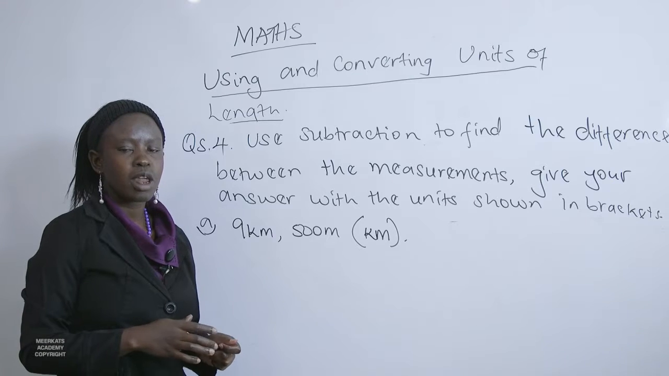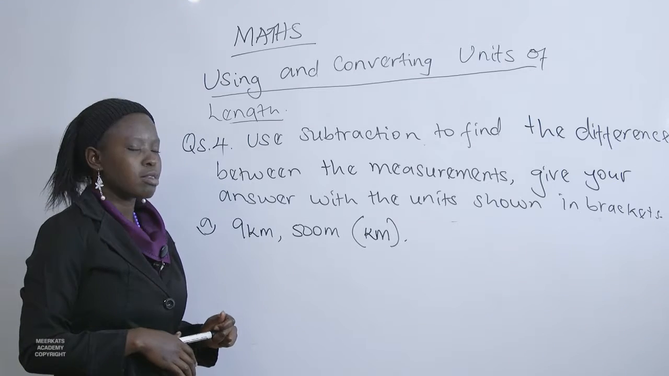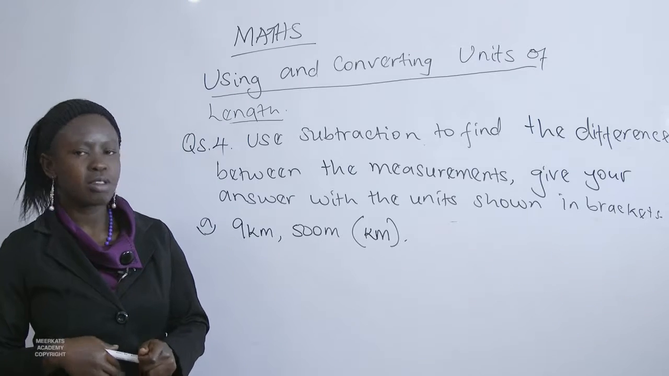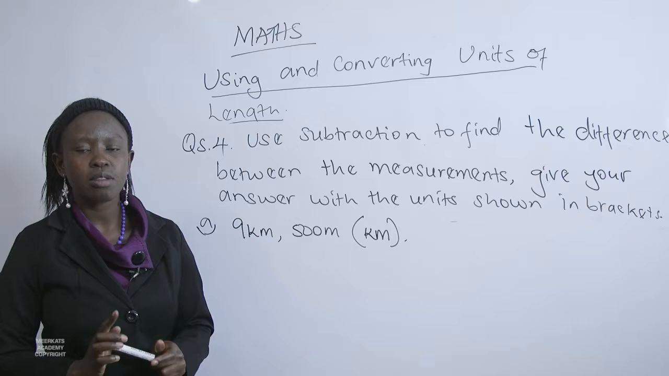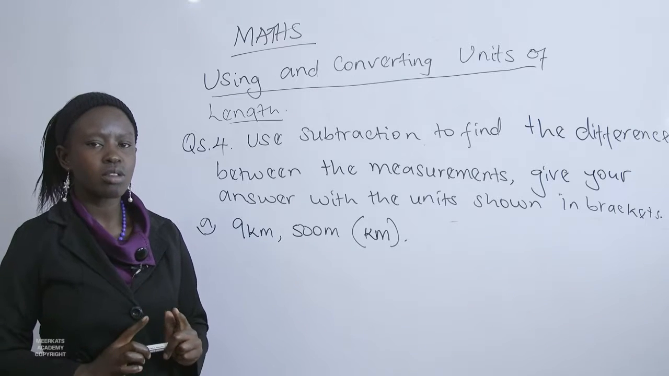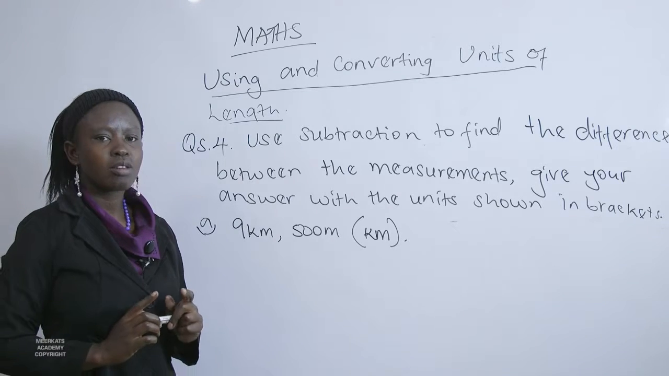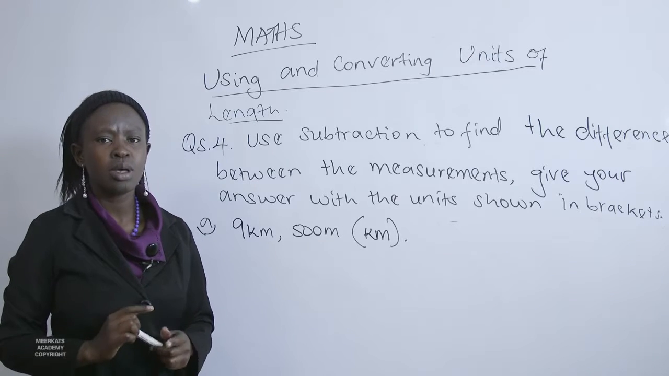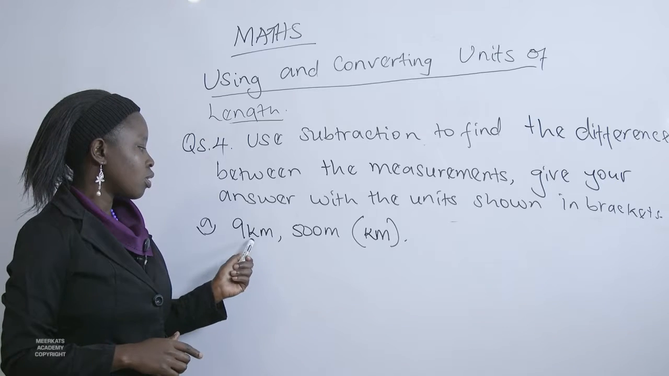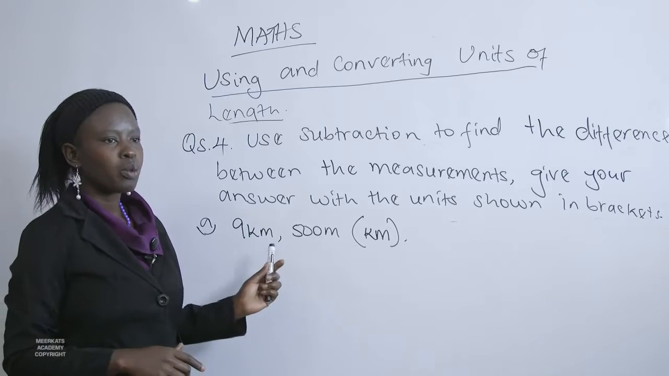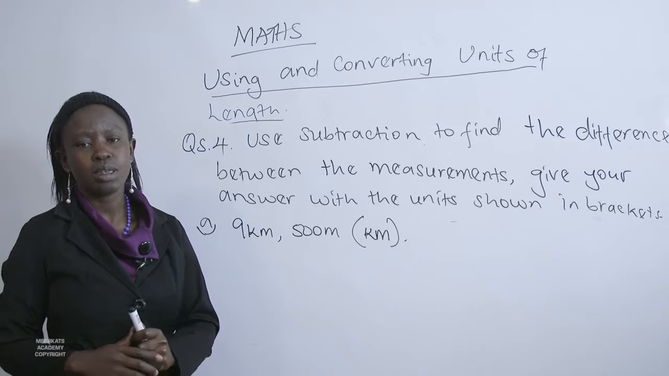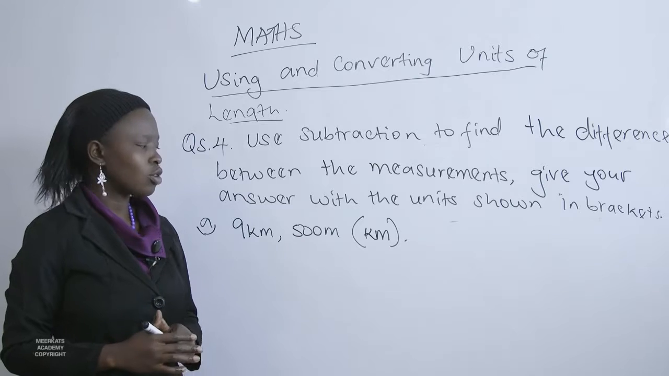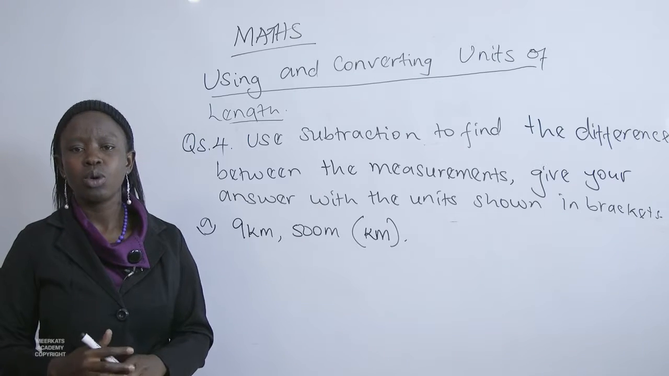The same rule still applies for subtraction as it does in addition. Before we go ahead and subtract, we are supposed to consider the units first so that all the values are in the same units. In the values that we've been given, we have 9 kilometers and 500 meters, and our answer is required in kilometers. So that means I have to convert the meters to kilometers.